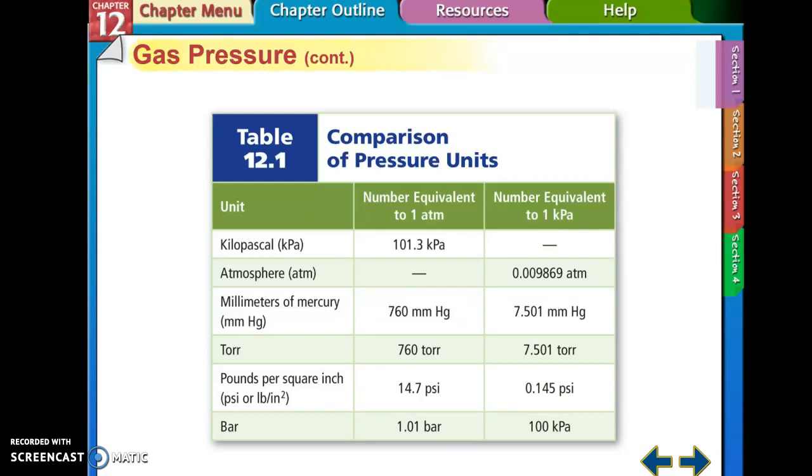So here are all those different things. You've also probably heard of PSI. PSI is pounds per square inch, and we use that in the tires on our cars.